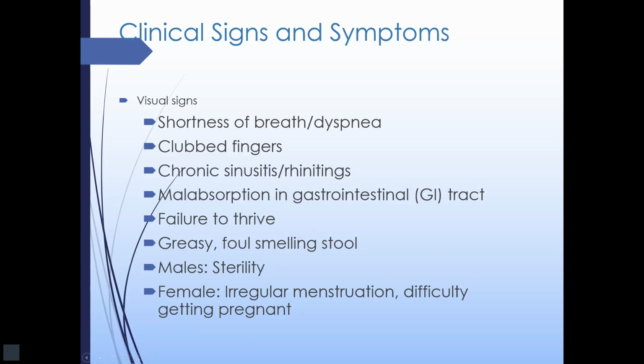In males, dehydrated thickened secretions obstruct the development of the vas deferens and can cause sterility. In females, cervical mucus is so thick because the chloride channels don't work right and it's not hydrated. It results in irregular menstruation, and they can often have issues getting pregnant.